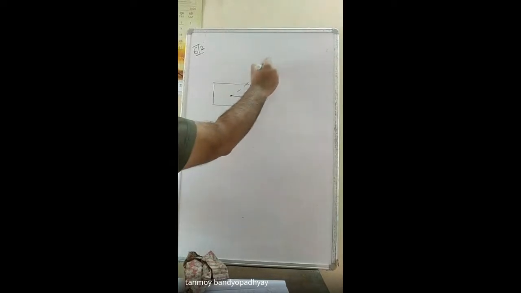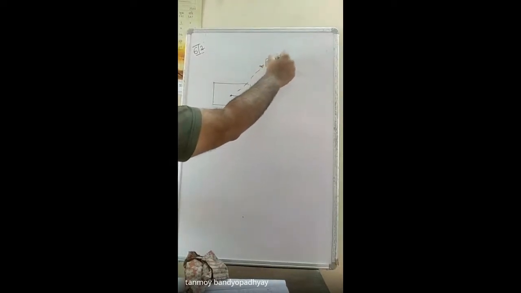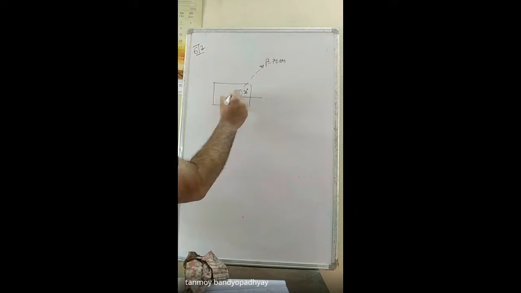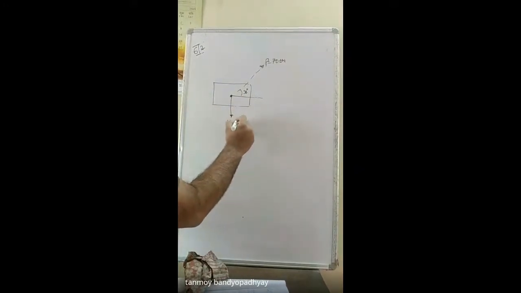Okay, so let's do problem number 6.2. It's a similar problem, but I'm doing this to make the concepts clearer. This is a force of 700 Newton acting inclined at an angle of 30 degrees. The weight of the body is given as 100 kg, so the weight should be 100 into 9.81, acting downwards.